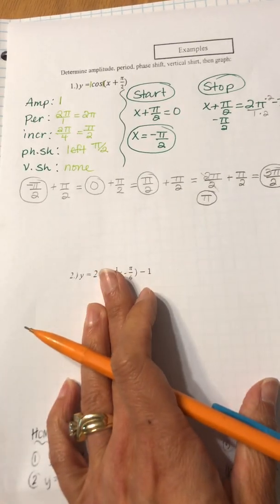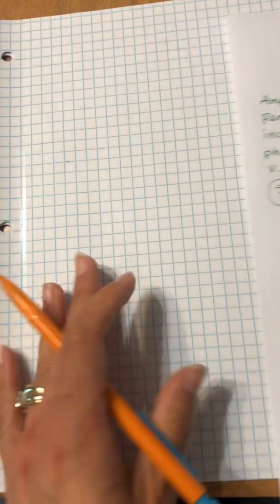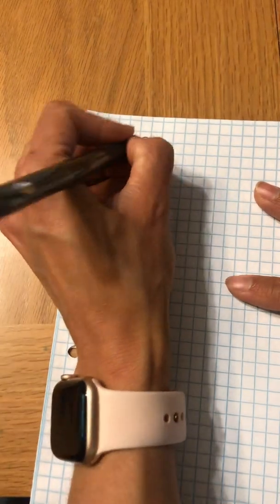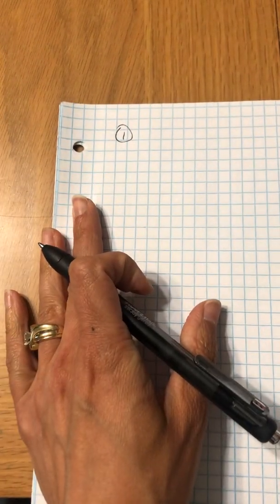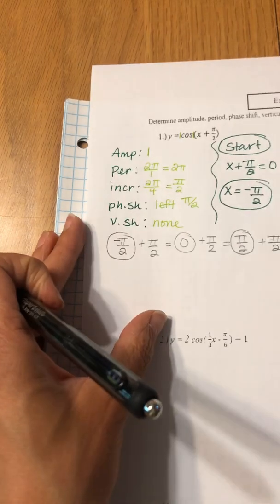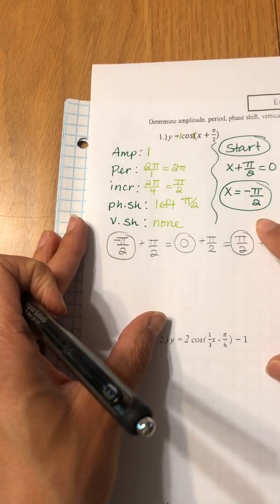Okay, so now I am ready to go to the graph. So I have my graph paper here, and this is example 1. And let's remember what we need. Our amplitude is only 1. We were shifting to the left, so I need some on the negative x side.